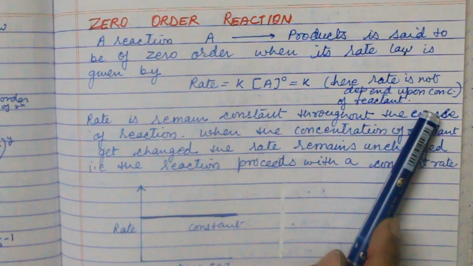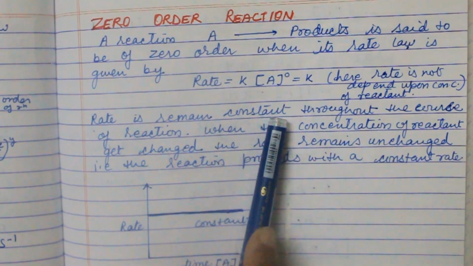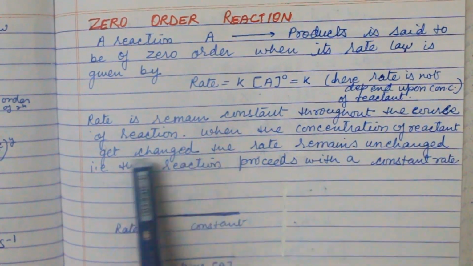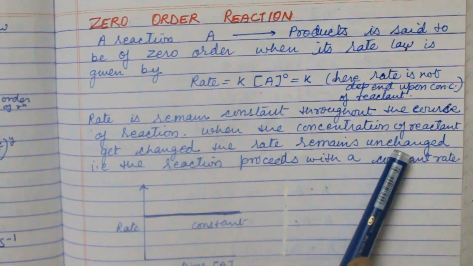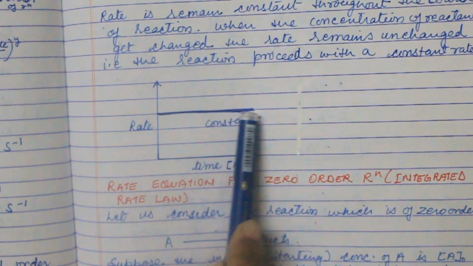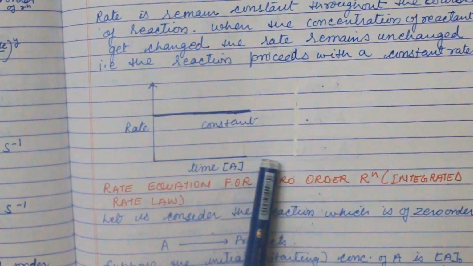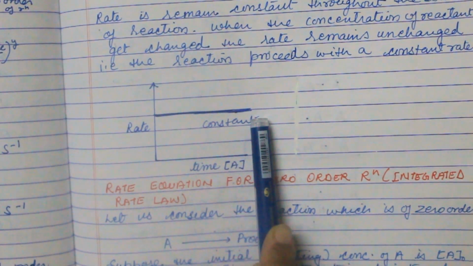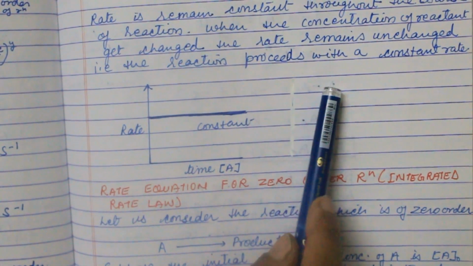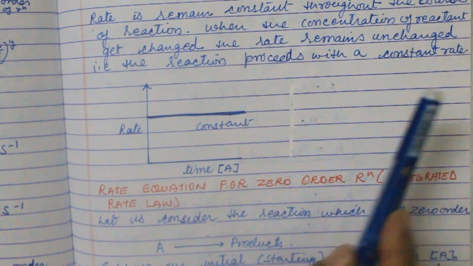Here the rate does not depend upon the concentration of the reactant. The rate remains constant throughout the course of the reaction. When the concentration of the reactant changes, the rate remains unchanged. The graph shows the rate is constant, whether or not the concentration changes with time. There is no change in rate, so the reaction proceeds with a constant rate. So the order is 0.